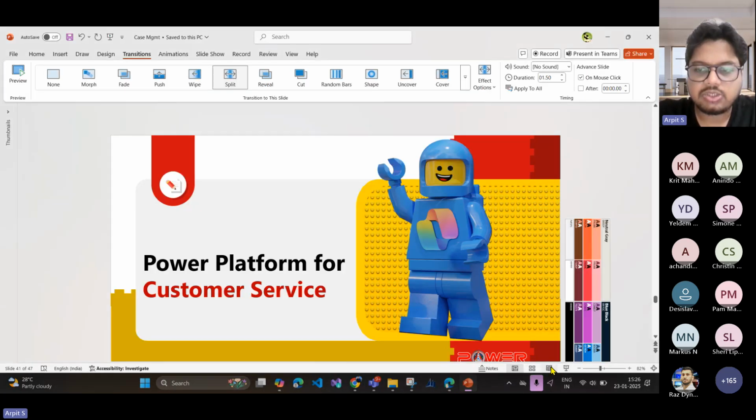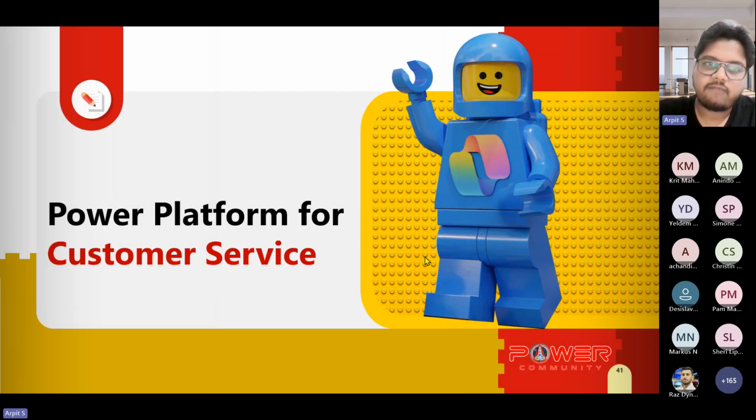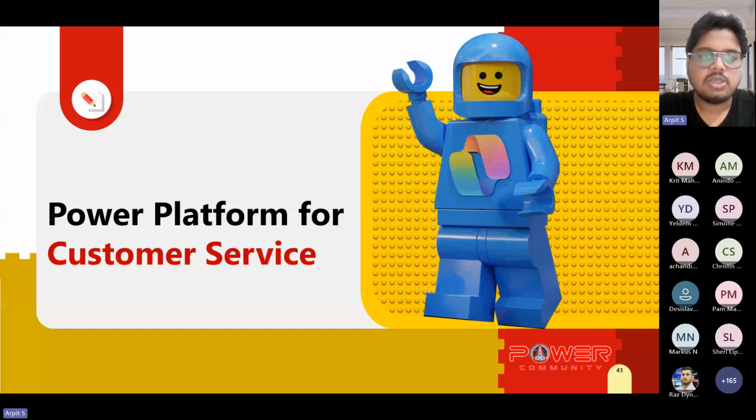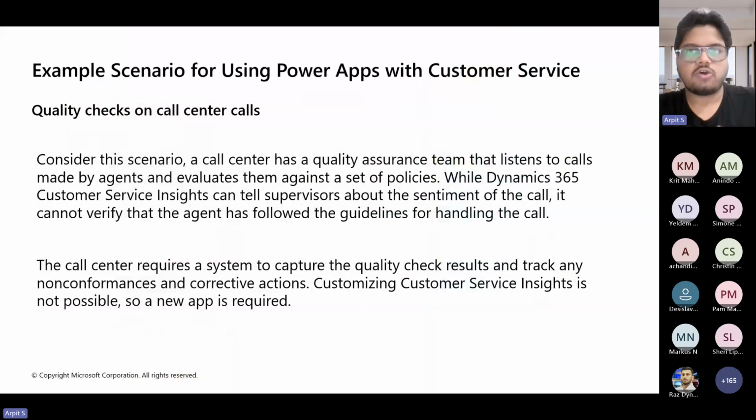The next and the last topic is how the Power Platform can be used to boost up your customer services. As you know, we have different kinds of products or components in the Power Platform. For example, Power Apps, Power Automate, Copilot Studio, Power BI, and Power Pages. So these are the five components that we have, and all the components can be brought together to revolutionize the customer service process.